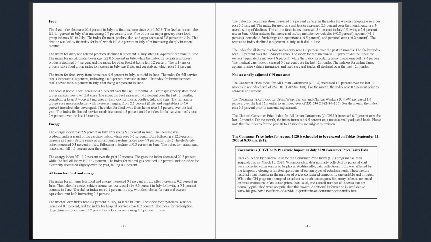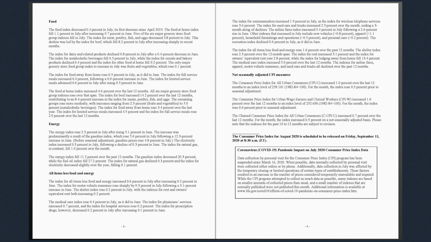The Consumer Price Index for all urban consumers (CPI-U) increased 1.0% over the last 12 months to an index level of 259.101, 1982-84 equals 100. For the month, the index rose 0.5% prior to seasonal adjustment.